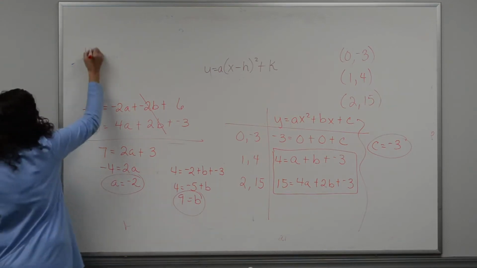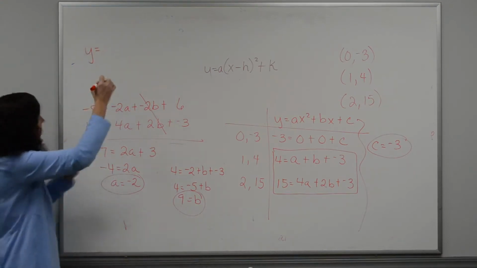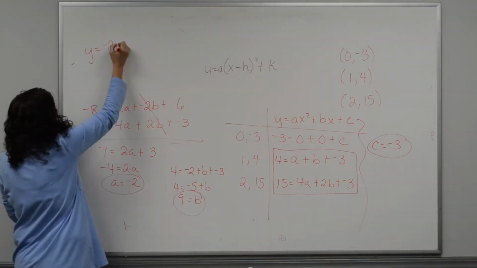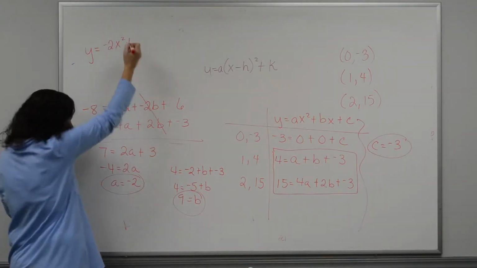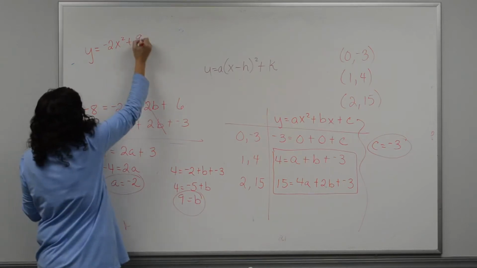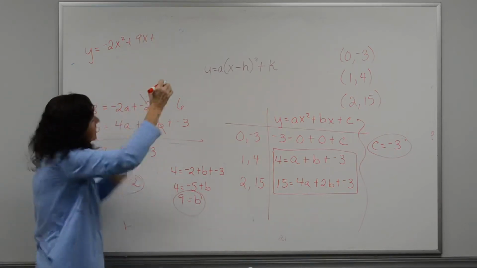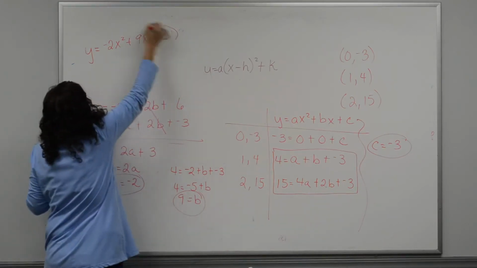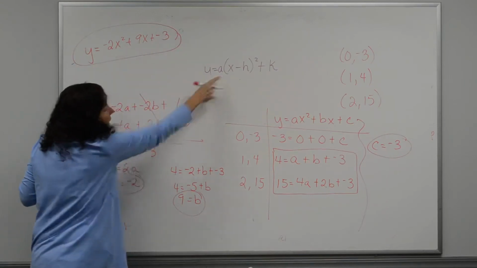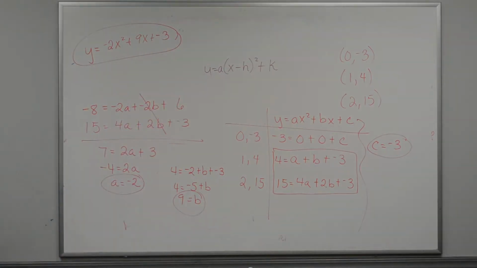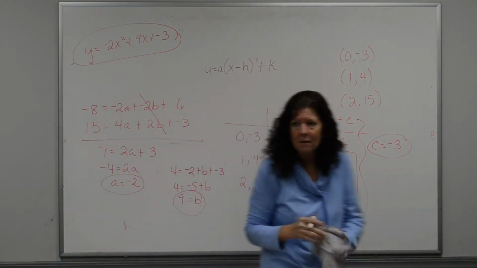Now I just write my equation. Okay, the A is -2 x squared. The B is 9 plus the C, which is -3. Now, it's not in that form, but they didn't tell me it had to be in that form. Okay? Make sense?